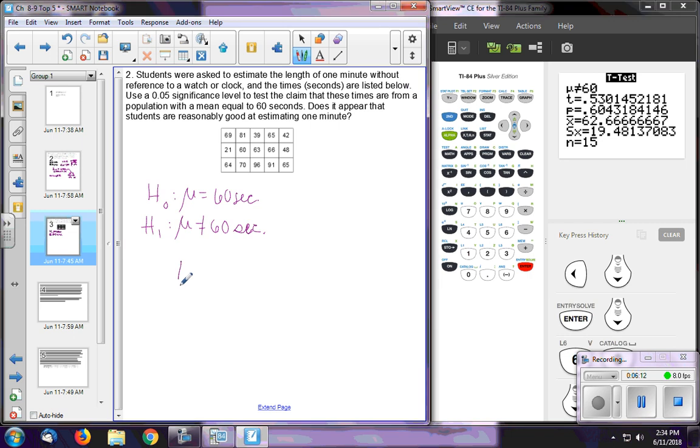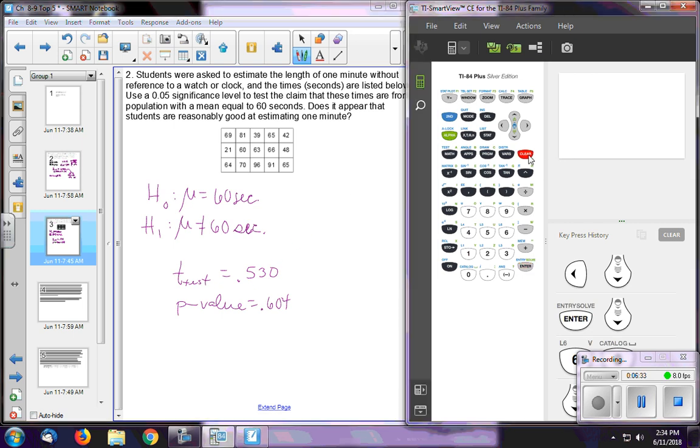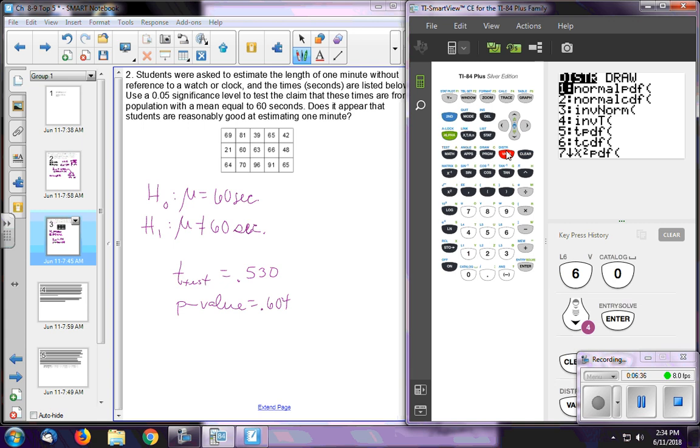And we get a t-test value of 0.530 with a p-value equal to 0.604. So whichever technique you prefer using, whether it's p-value or otherwise, this is where you would make your decision. If you want to use the test statistic method, we have to find a critical value, and we can do that using the t-inverse, which is option 4 here.